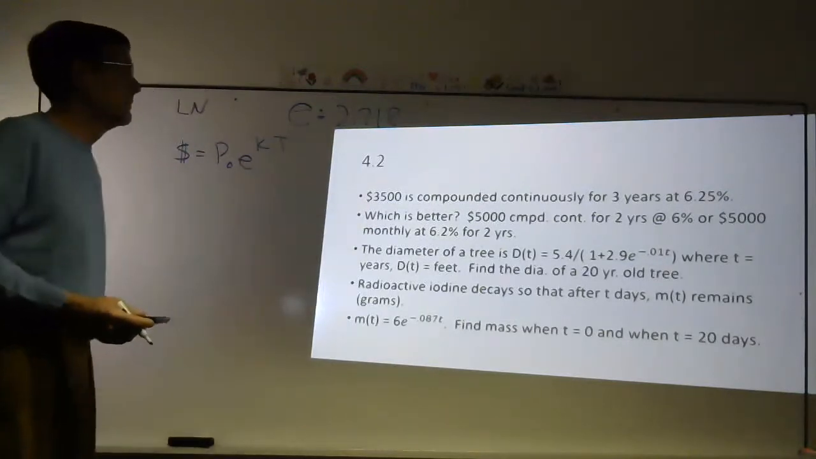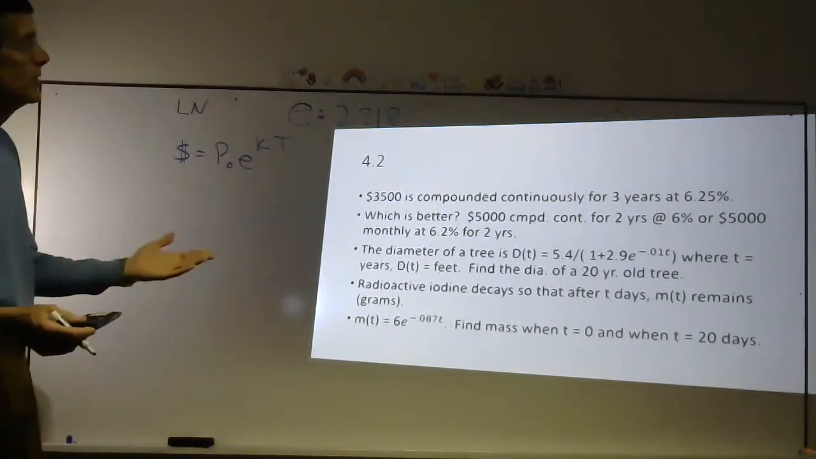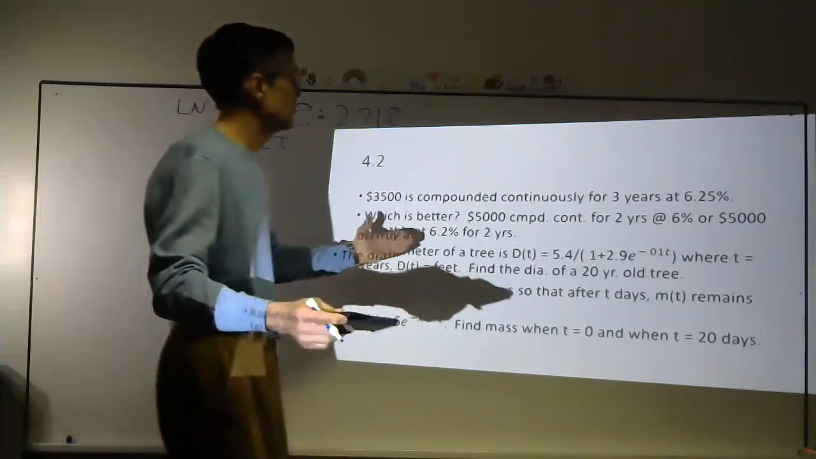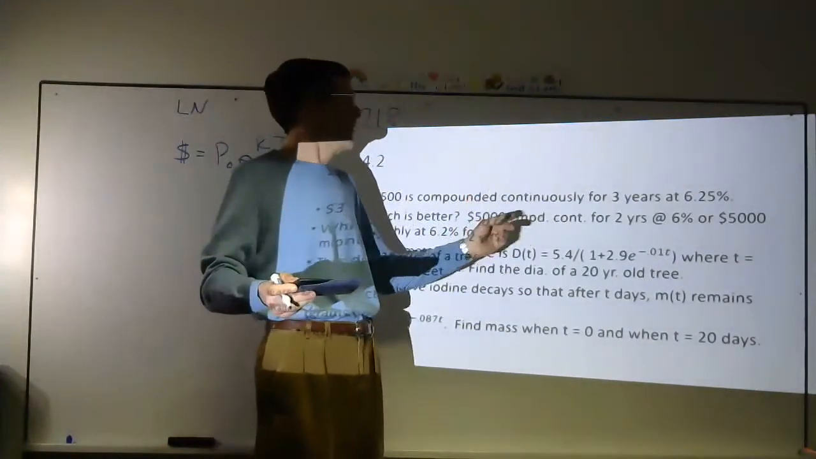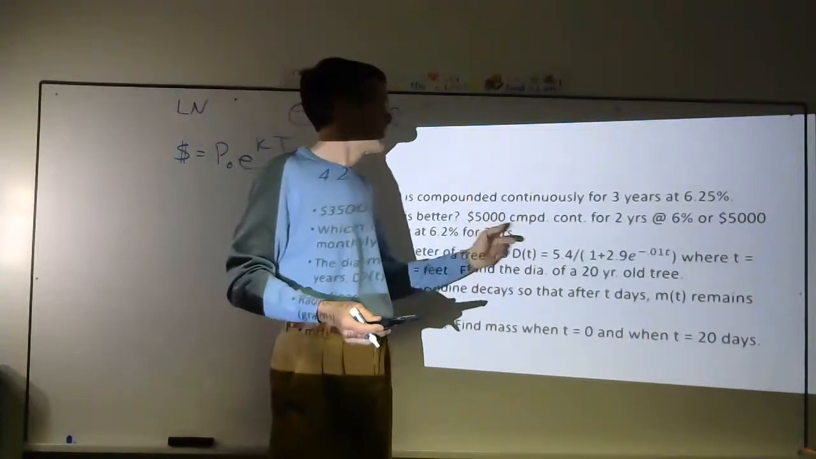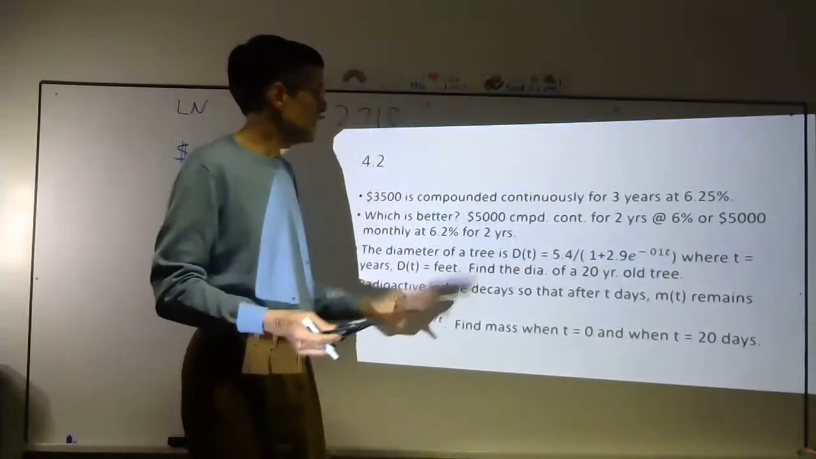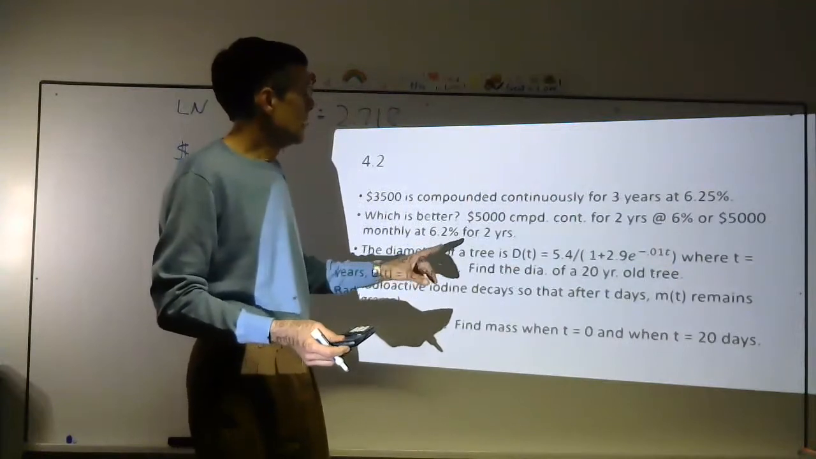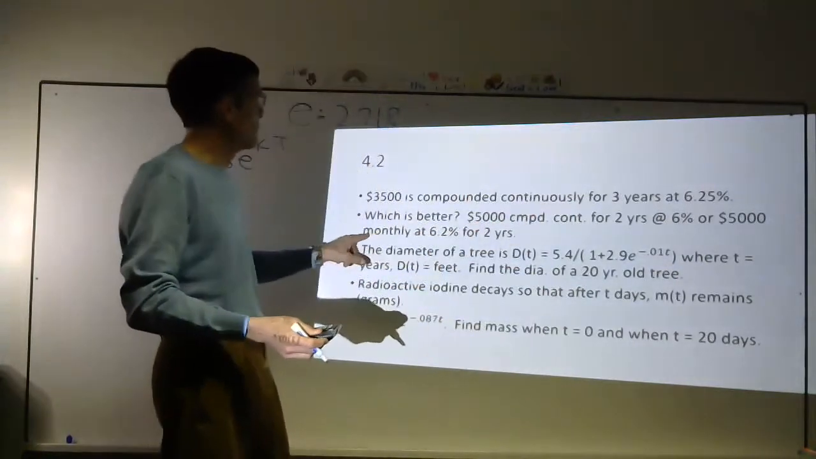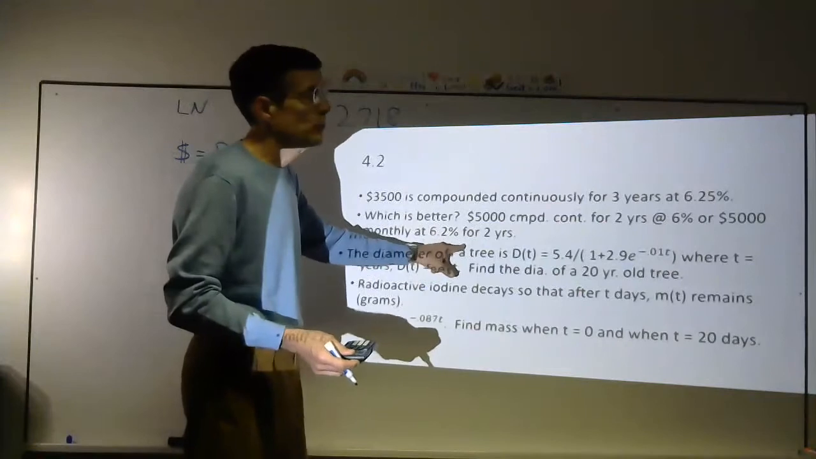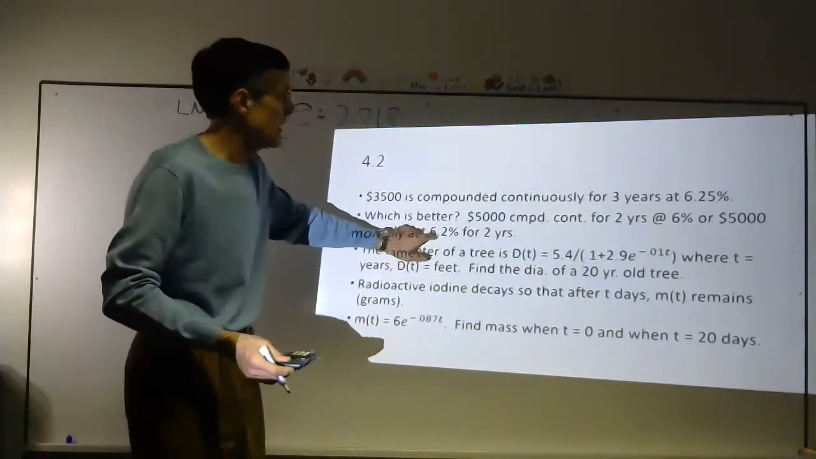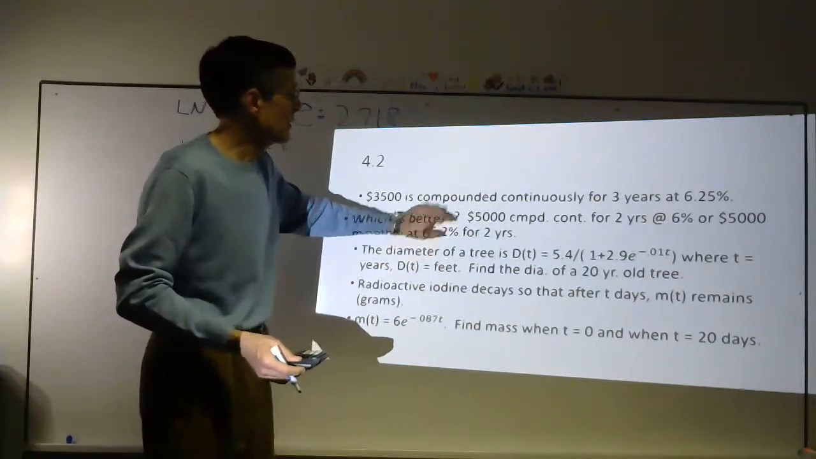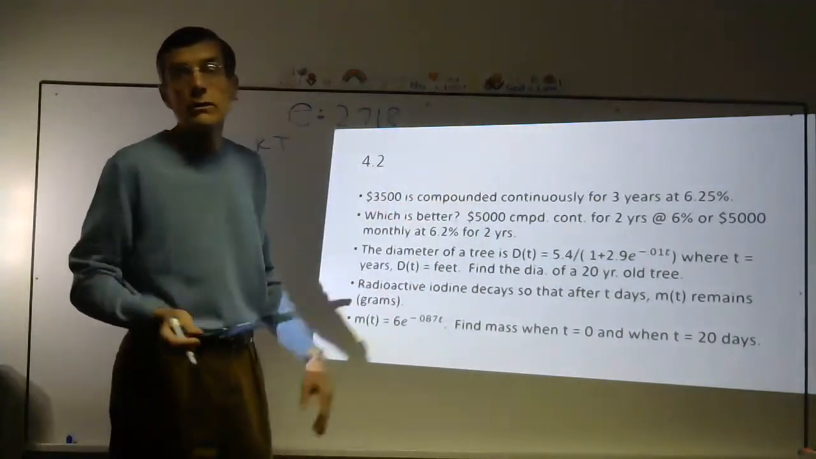Which is better? $5,000 compounded continuously for 2 years at 6%. Well, you could stop, and some of you might be saying, whoa, I know that compounding continuously is best, so I'm sure that's the better one. Well, let's just continue and keep reading. At 6%, or $5,000 monthly at 6.2%. See, I changed the interest rate. If this was 6, yeah, that's better without doing any work, okay?